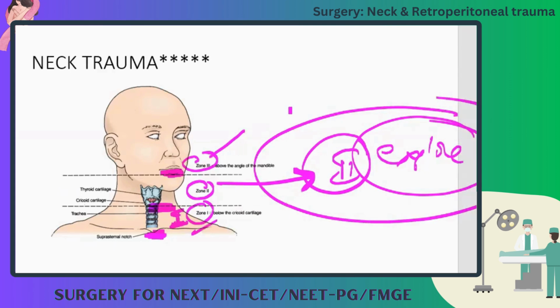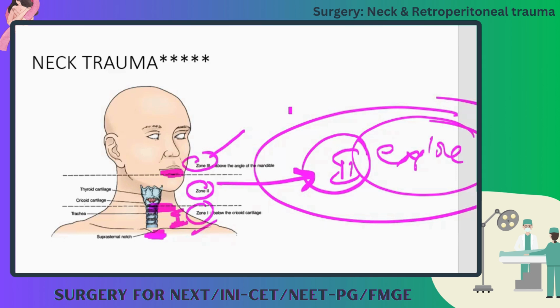Clear? Suprasternal notch, cricoid cartilage, angle of mandible. Three parts you remember: 1, 2 and 3. In 2, it is a dangerous zone. So if any breach is there, you have to explore it. Okay?